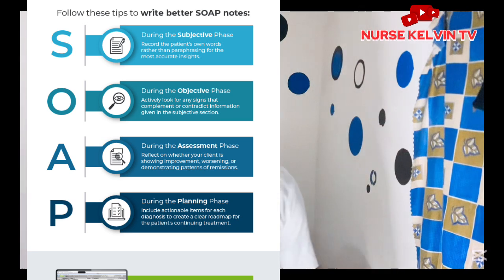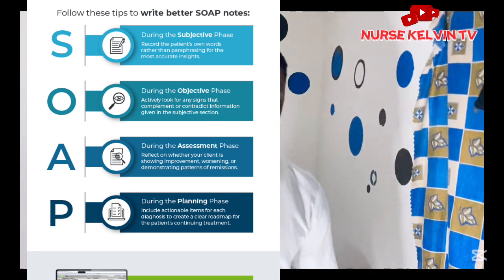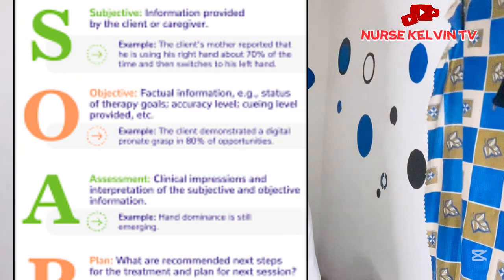So the subjective is talking about what the patient is going to tell you. Then the objective is what you, the nurse, are going to observe and see on the patient. The things that you're going to do. Maybe you're going to check the vital signs, you're going to check the RBS, and a lot of stuff that you're going to do on the patient. That is the objective.